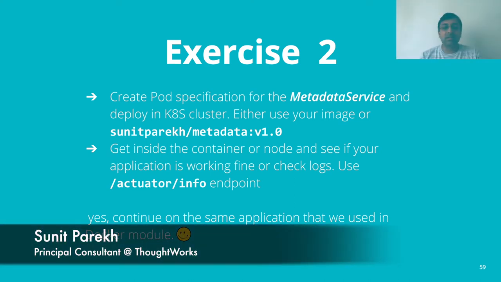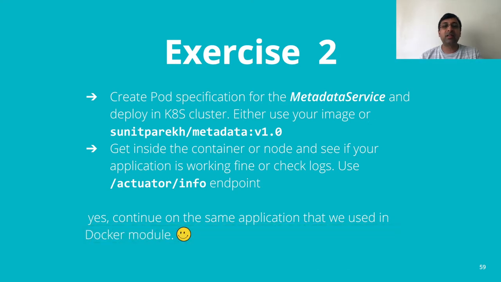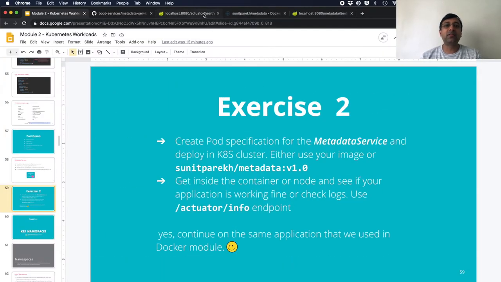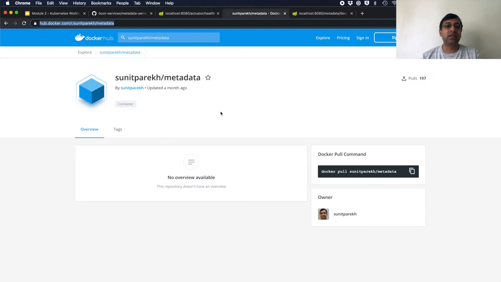In the first exercise, we set up Minikube on our local machine. That's your Kubernetes cluster. In this exercise 2, we are going to deploy our metadata service as a pod in our Minikube cluster. To get the image for our metadata service, we can get the image directly from Docker Hub. And to check, we can just go to the endpoint actuator/info.